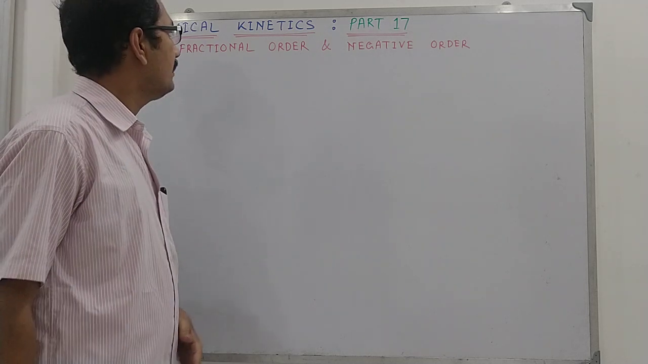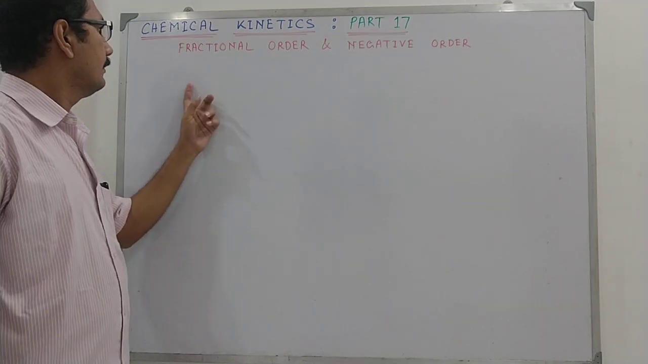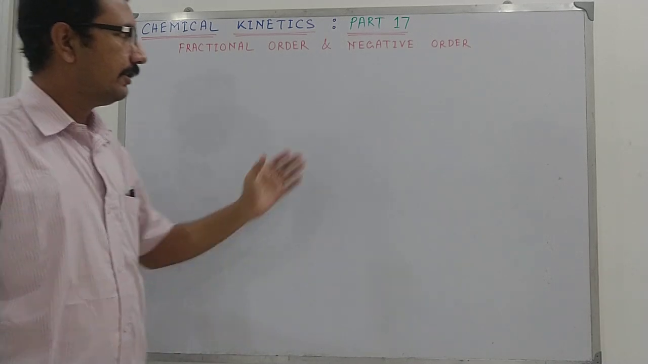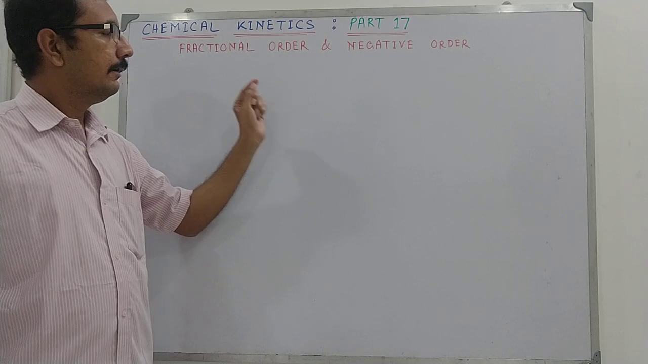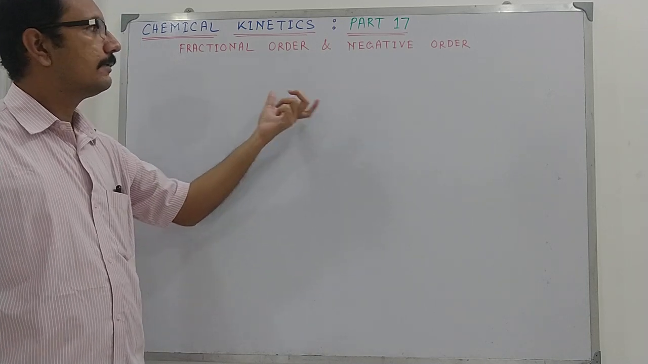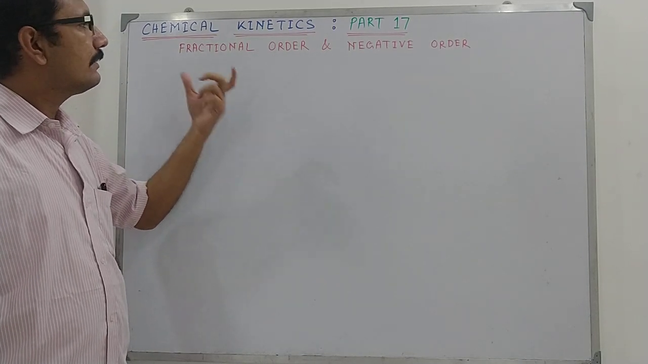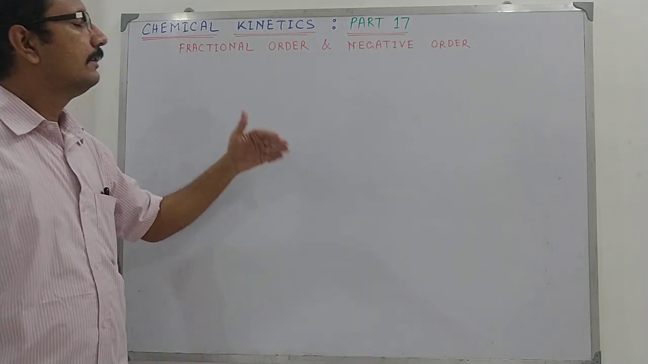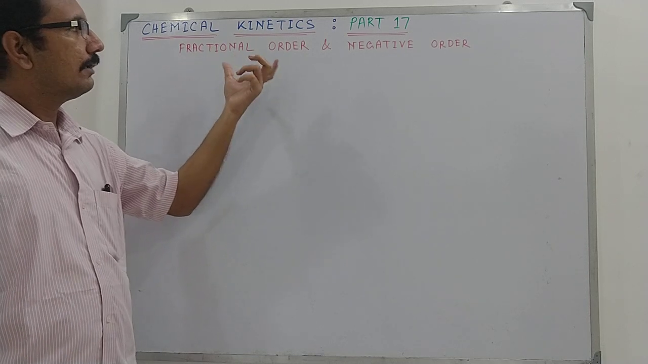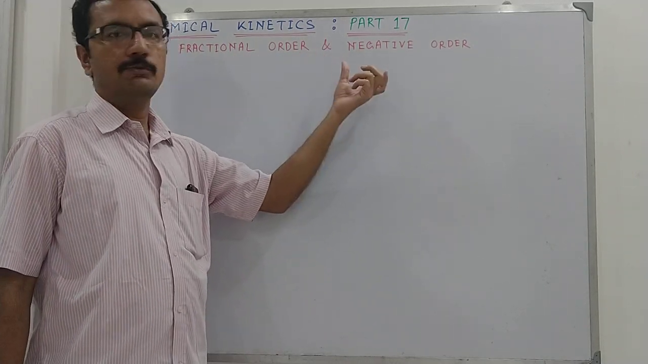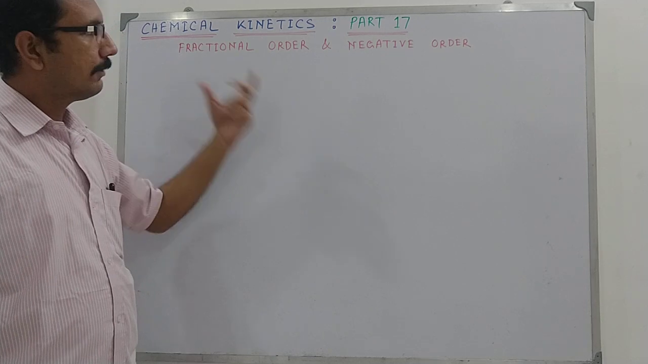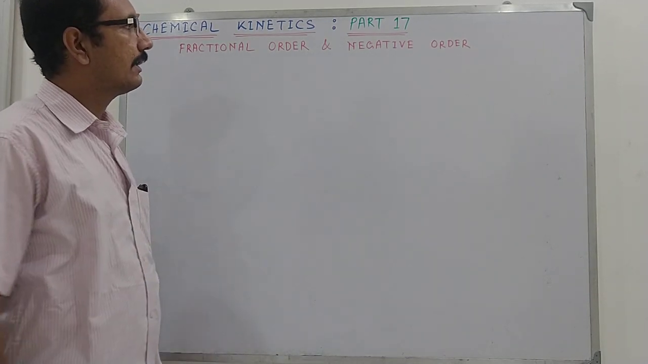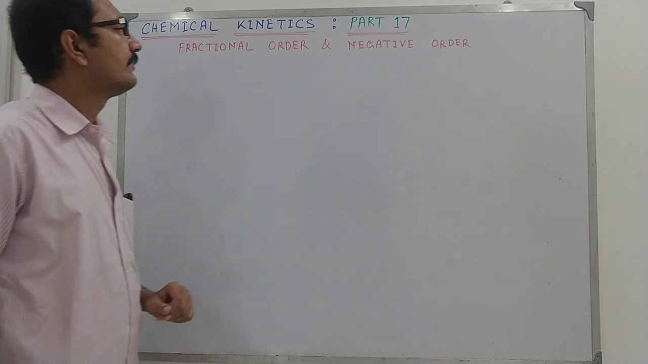In this part, I will discuss the two topics, fractional order and negative order. I have already told you that I will discuss it after a few lectures. Now, since the higher secondary syllabus is over, I am now entering into the honors syllabus strictly. The number of parts from part 1 to part 16 is also for the honors students, but there are some other topics that a chemistry honors student must learn.